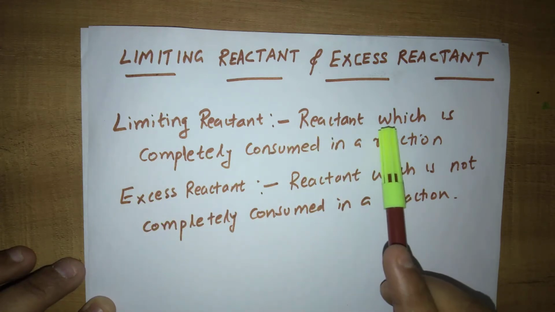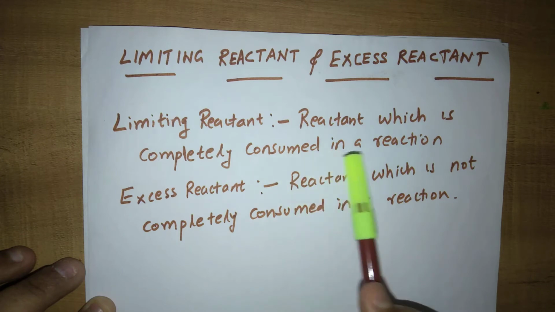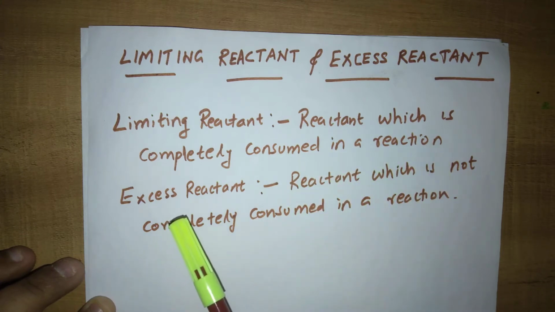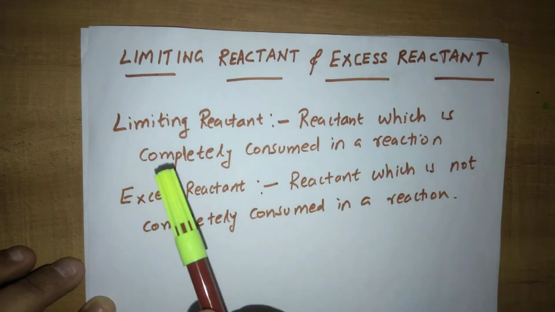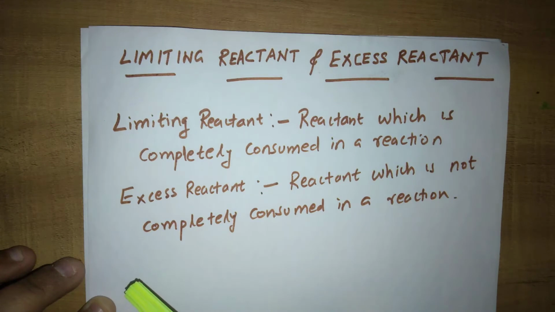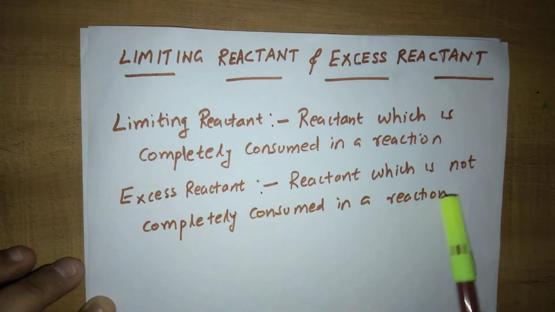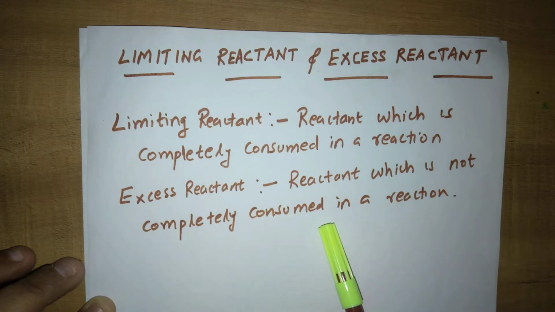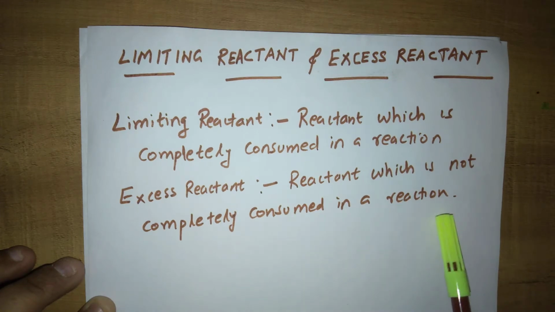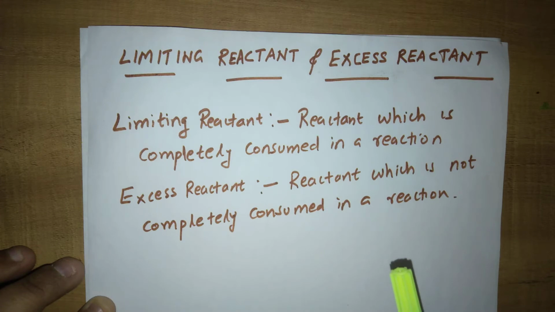The reactant which is completely consumed in a reaction is called a limiting reactant. After the chemical reaction, the reactant will be completely consumed. Then what is an excess reactant? The reactant which is not completely consumed in a reaction is called an excess reactant.